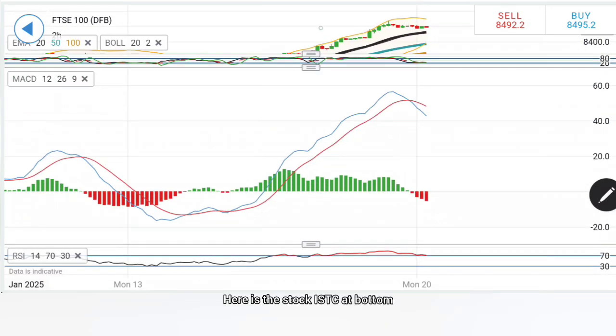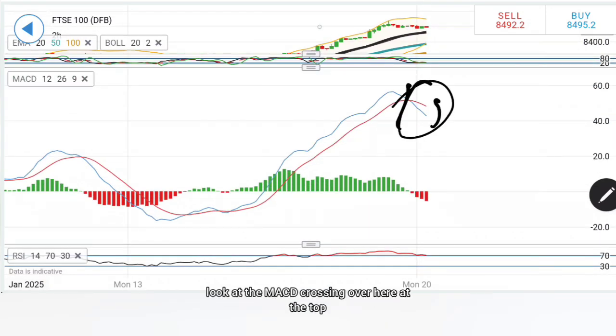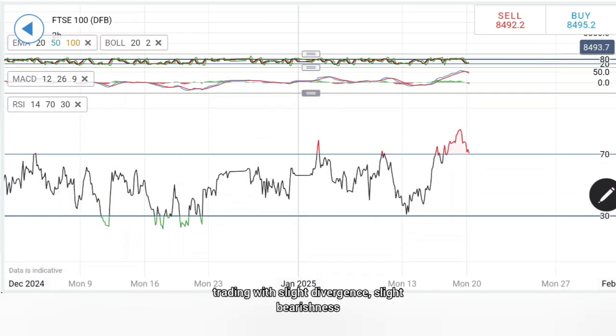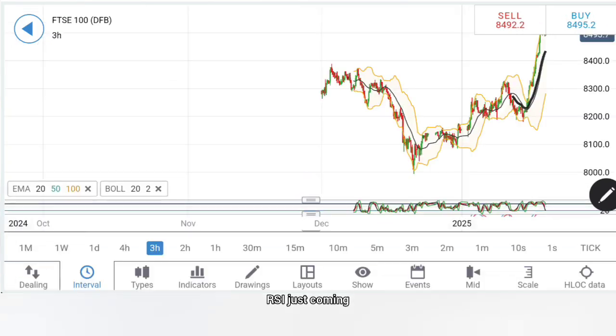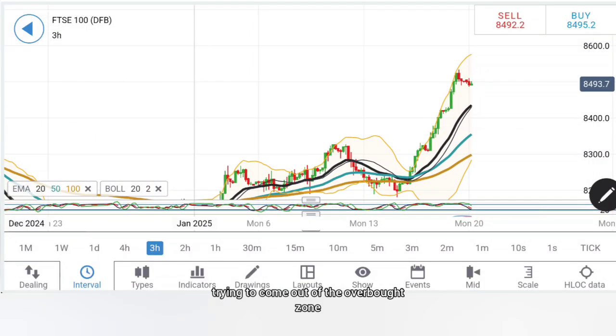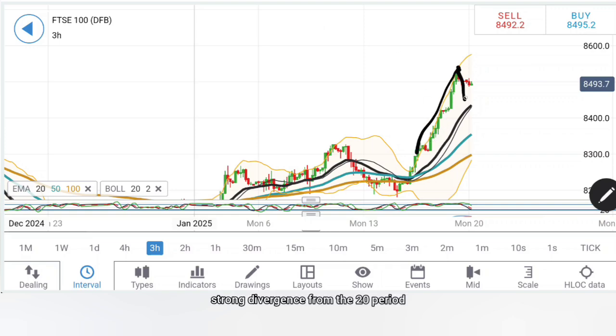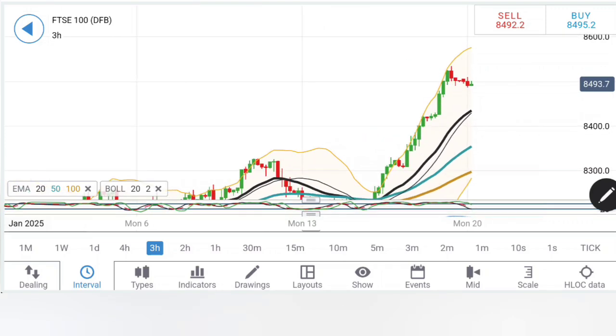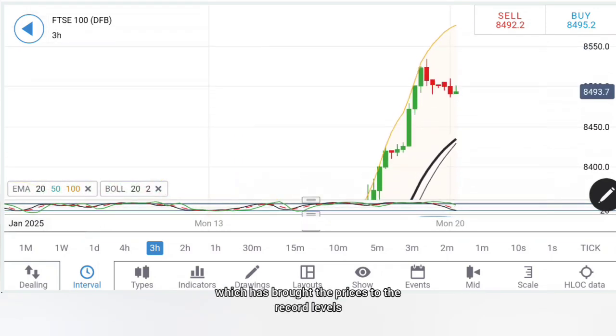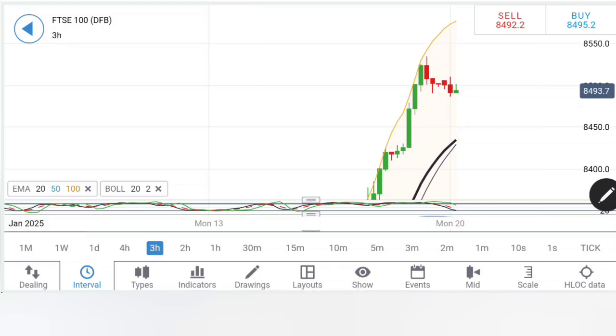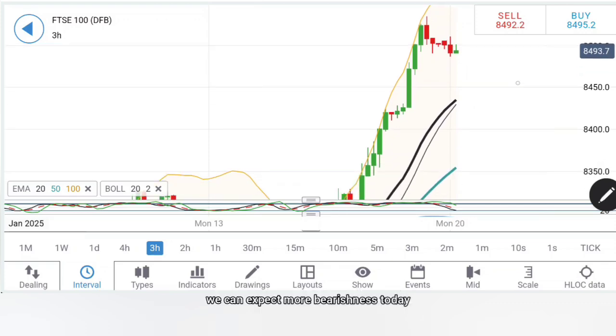Here's the stochastic at bottom. Look at the MACD crossing over here at the top, trading with slight divergence, slight bearishness. It can retrace. RSI just trying to come out of the overbought zone. Look at the 3-hour chart, strong divergence from the 20 period. It can try to converge, and this is a good rally which it has shown, which has brought the prices to the record levels, and thus below 8480 we can expect more bearishness today.